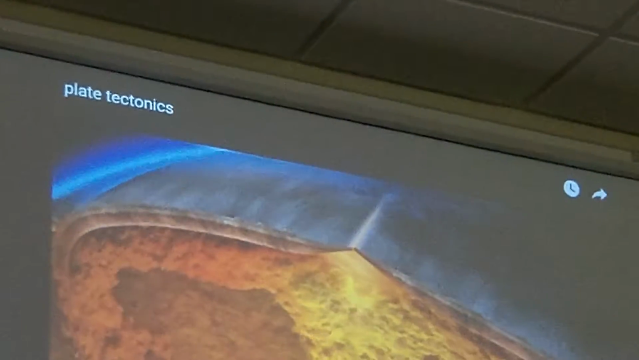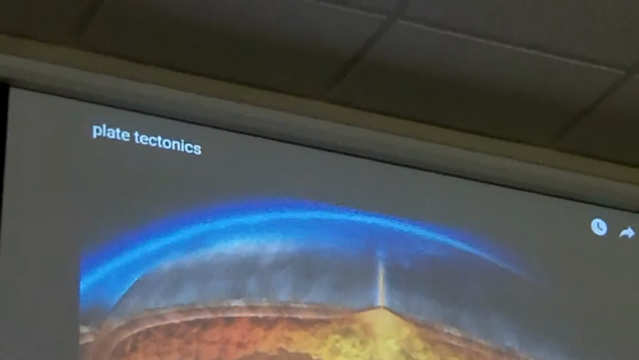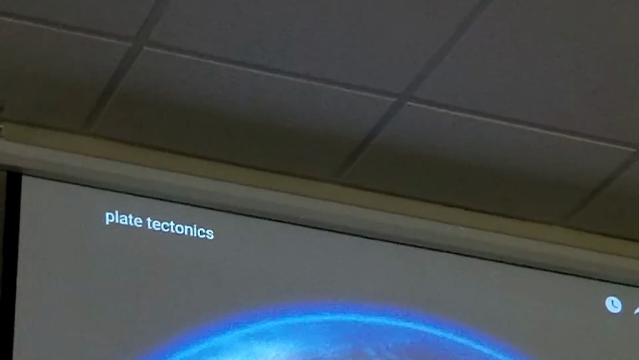Back this up a little bit. Convection is rising and then cooling and then falling. And that's what the mantle is just slowly doing underneath the Earth. And it's pulling apart the little plates on the top.